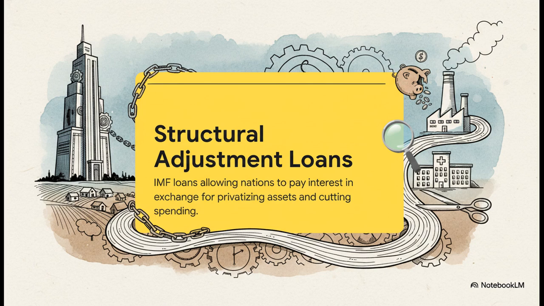Basically, the IMF would lend a country just enough new money to continue making the interest payments to its old creditors. But in exchange, that country had to hand over control of its economic policy. We're talking privatizing state-owned companies, cutting public services, opening up their markets. The debt was never forgiven. It was just refinanced into a kind of perpetual servitude.